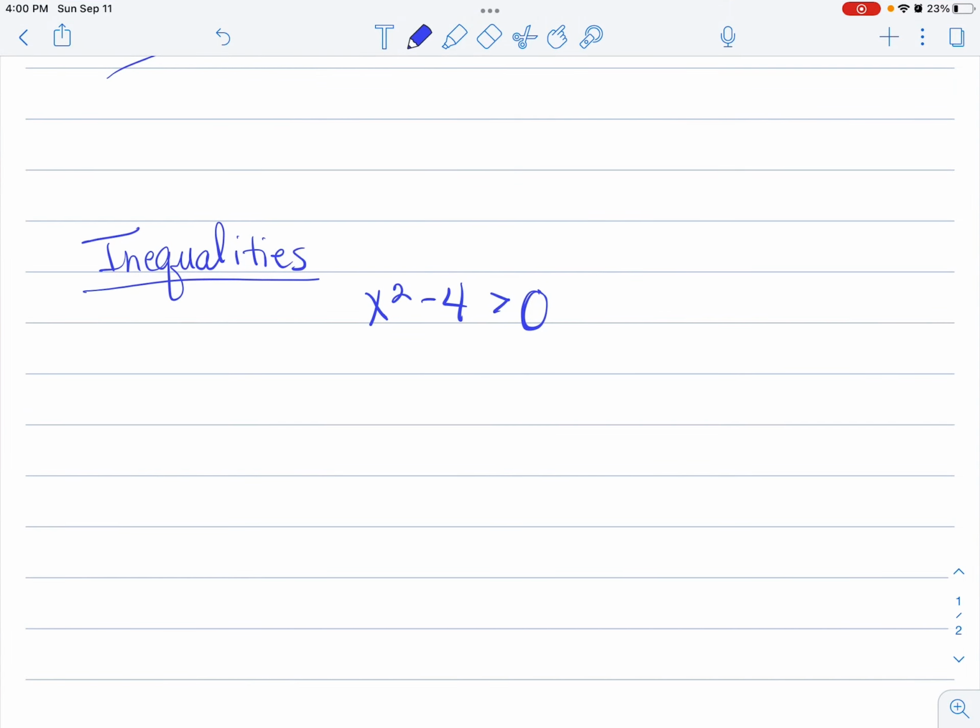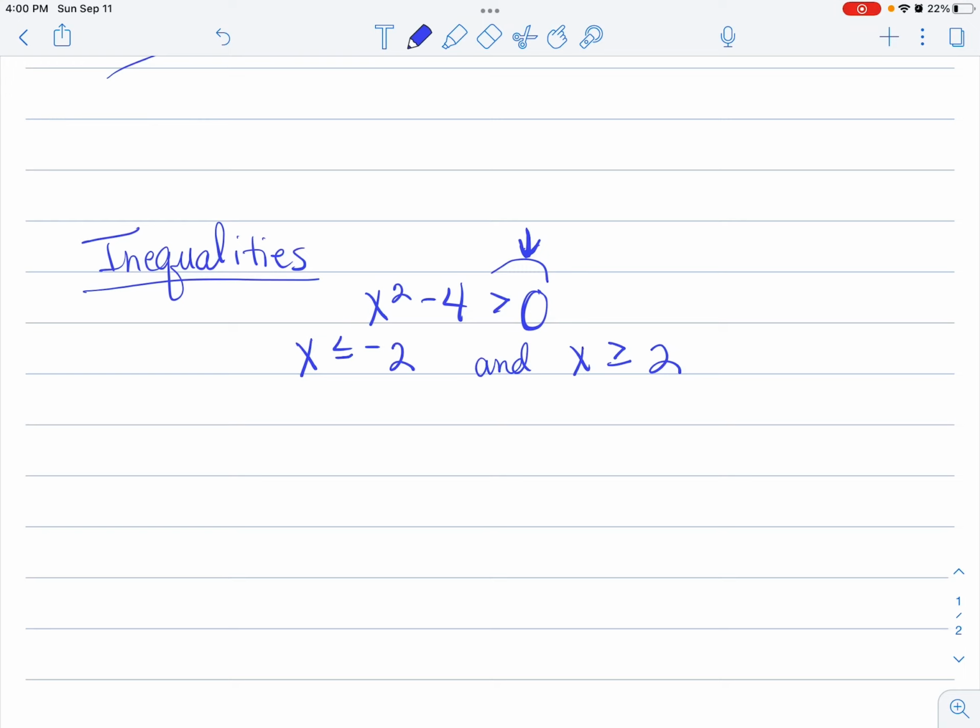If I wanted the solution, we know that it would be x and everything less than or equal to -2. And it would be everything bigger than or equal to +2. So that is where everything is bigger than 0. Now, had it said less than 0, then it would have been that little bump at the bottom. So you can use it to solve inequalities too.